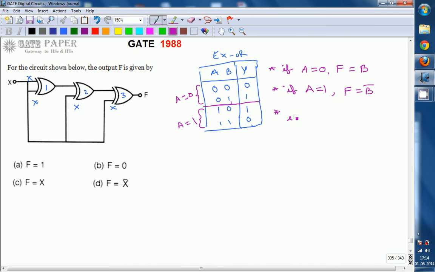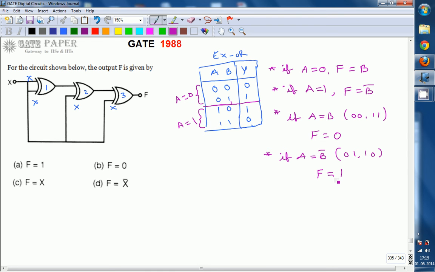Third point: if A is equal to B, that is whenever both the inputs are at the same value, either 0 0 or 1 1 combinations, then f is equal to 0. Next, the fourth important point: if A is equal to B bar, that is A is the complement of B, it can be either 0 1 or 1 0 combination. If both the inputs are complements of each other, the output will always be 1.